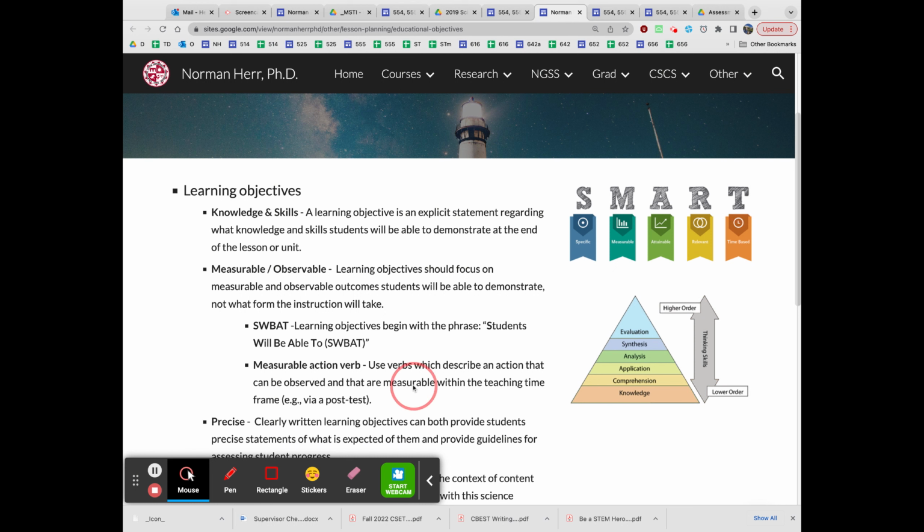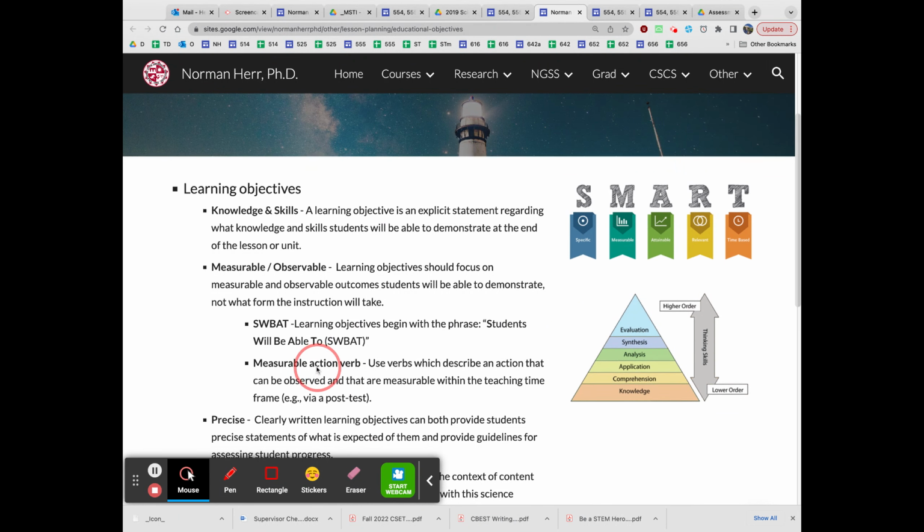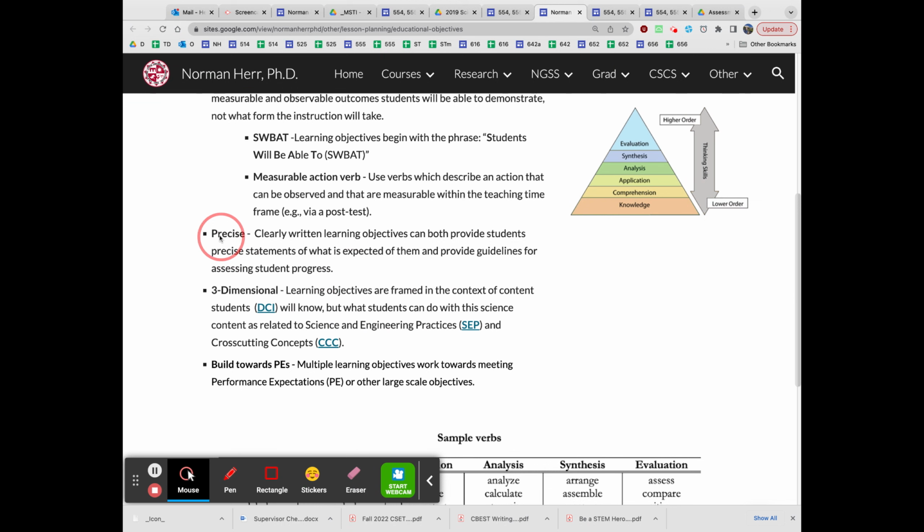When you're phrasing them, it may be helpful to use the SWBAT. In other words, students will be able to. That's what SWBAT stands for. So you can start your learning objective with students will be able to do X. And so it's going to be measurable. You want to have action verbs, things which will state what they should be able to do at the end. You'll also want to make sure that they're precise, so it's really easy to understand what it is you're looking for.